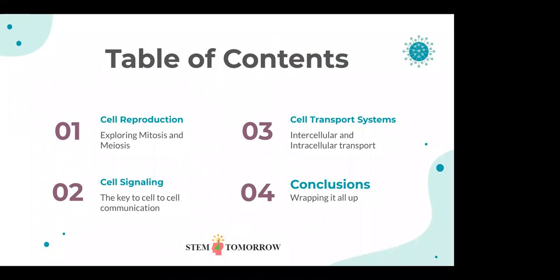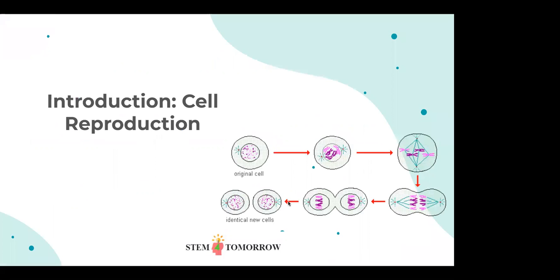So today we're going to be going over cell reproduction, exploring mitosis and meiosis, cell signaling, the key to cell communication, cell transport systems, intercellular and intracellular transport, and finally we're going to be going over everything in a conclusion. So first we're going to talk about cell reproduction.